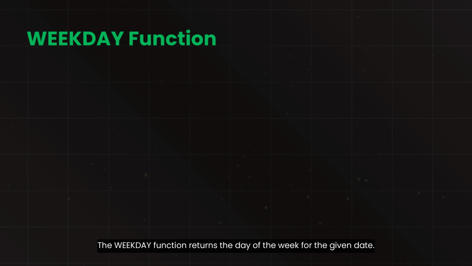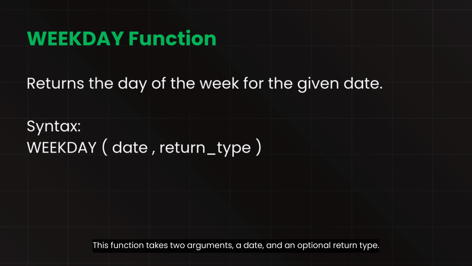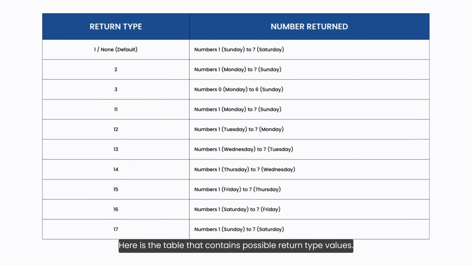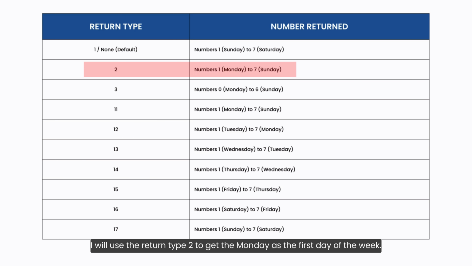The weekday function returns the day of the week for the given date. This function takes two arguments, a date and an optional return type. Here is the table that contains possible return type values. By default, the weekday function returns a number between 1 and 7 for the days Sunday to Saturday. We can use any of these return type values to get the desired day as the first day of the week. I will use the return type 2 to get the Monday as the first day of the week.